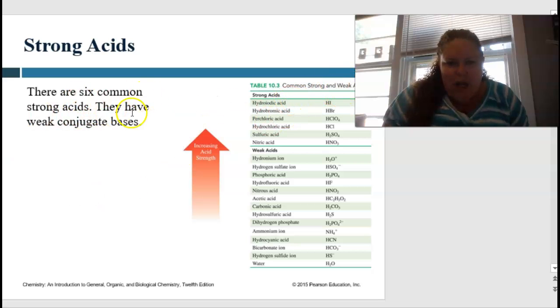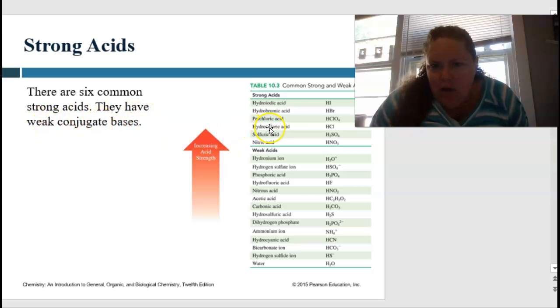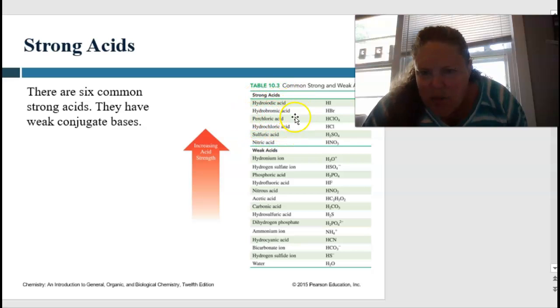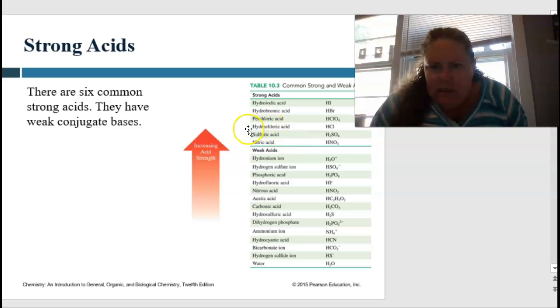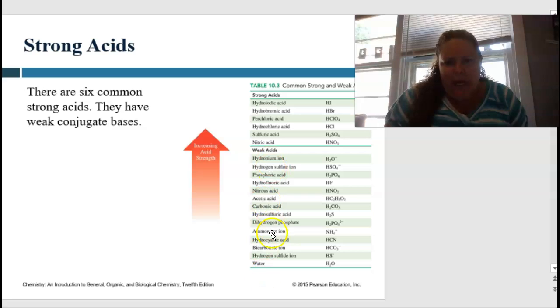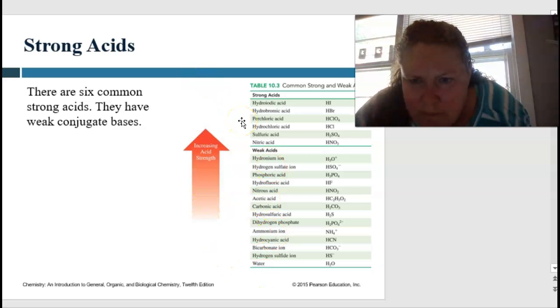There are 6 common strong acids, and they have weak conjugate bases. Okay, so here are your strong acids. You have hydrochloric, hydrobromic, perchloric, and sulfuric and nitric acid, etc. And then here are your weak acids. So they increase in strength, okay?